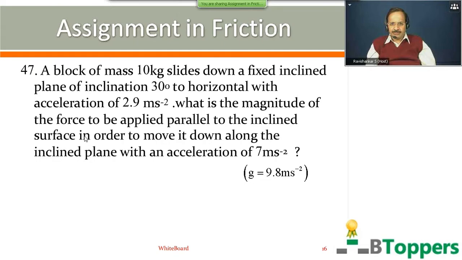What is the magnitude of the force to be applied parallel to the inclined surface in order to move it down along the inclined plane with an acceleration of 7 meter per second square? Take g as 9.8 meter per second square. Come on, try this question.